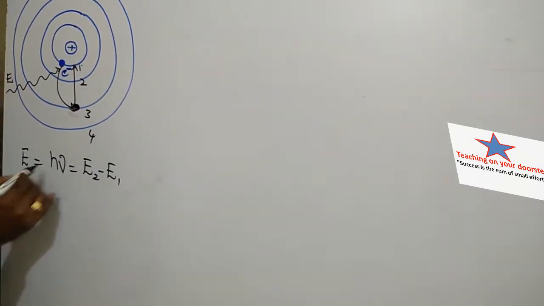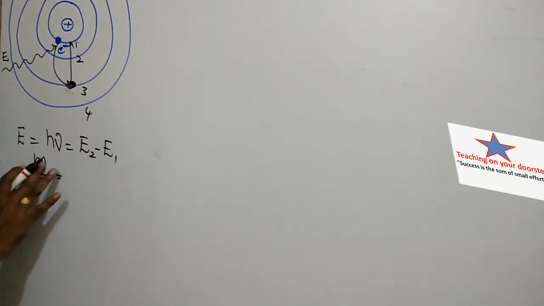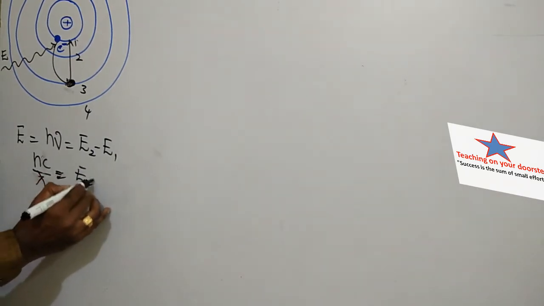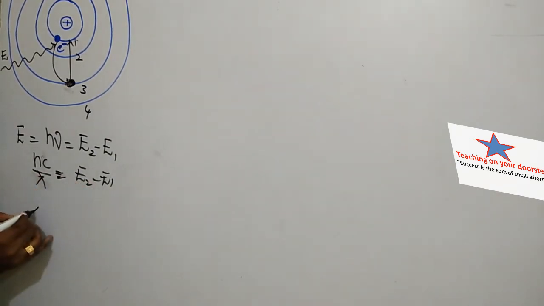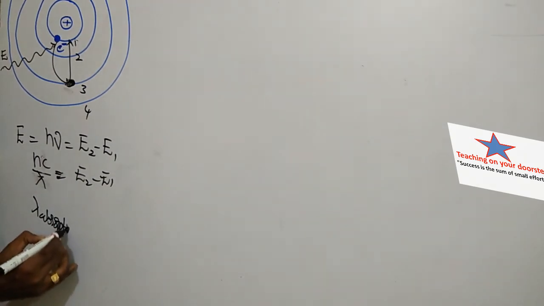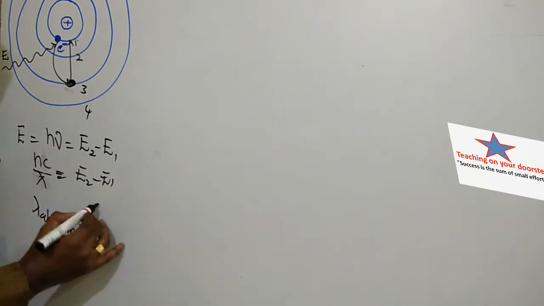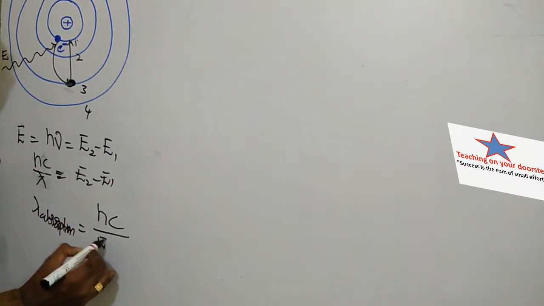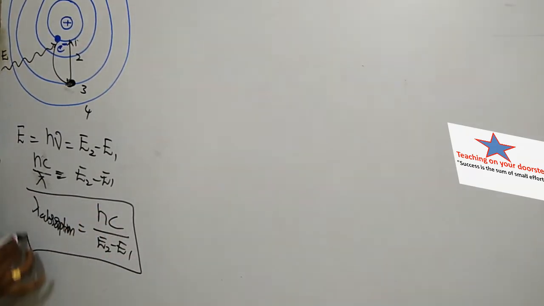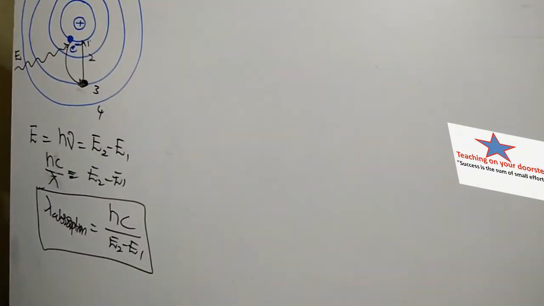Then what is the absorption wavelength? Nu is equal to c by lambda. That is equal to E2 minus E1. Then lambda of absorption is equal to hc by E2 minus E1. With the help of this formula we can find the absorption wavelength of the incident radiation.